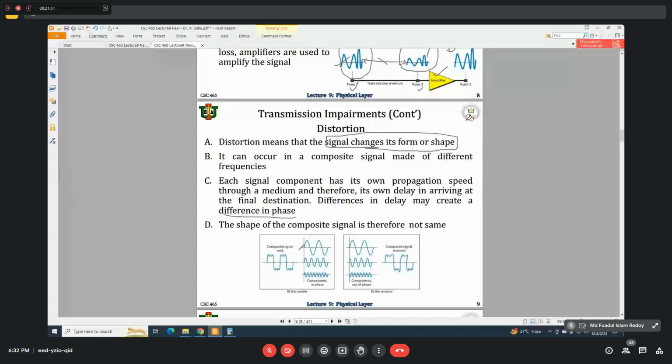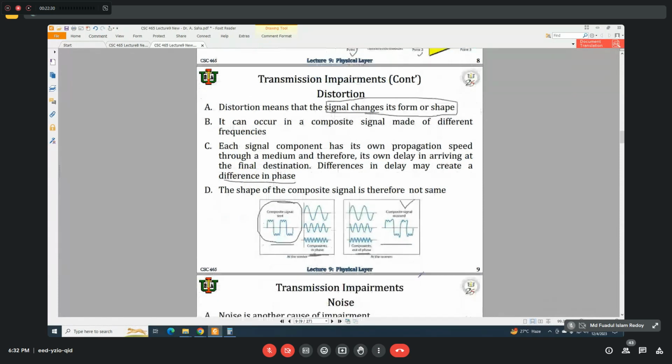You can see here the composite signal on the sender side. These are the in-phase component signals from the sender side. On the receiver side you can see the components out of phase, in phase and out of phase. You can see that there is no change, but finally when the receiver receives these composite signals, you can see that the signals are different. The signal has changed due to distortion, because of the different speed and delay. That is also a kind of transmission impairment.